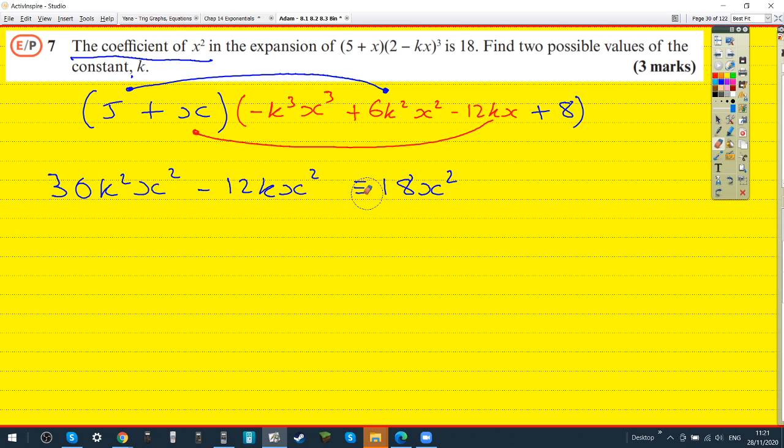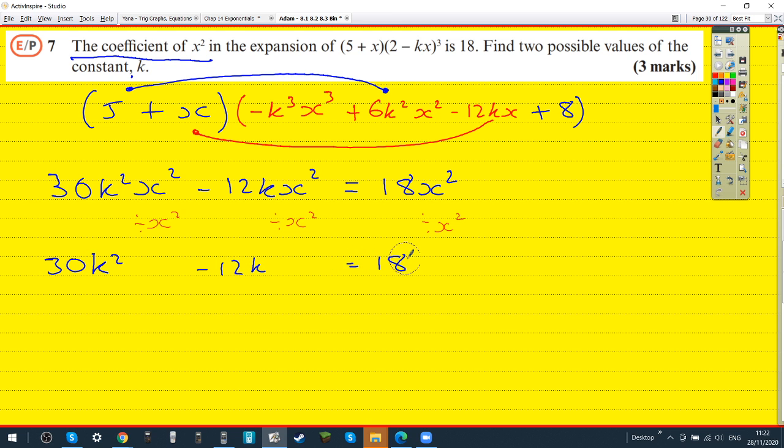Well, can you minus... Yeah, you can't. You can't minus 12kx squared from 30k squared x squared, because they're not both k squared. You can make your life easy. Divide everything by x squared. That would give you 30k squared minus 12k equals 18.